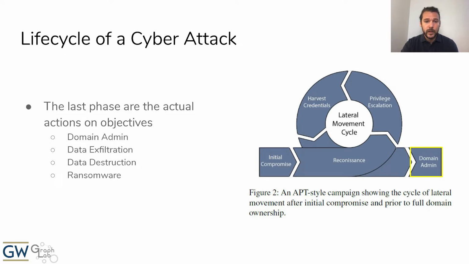In the figure, we show domain admin compromise as the end of the campaign, which is synonymous with total network ownership, as the domain admin will have the privileges to perform basically any action on computers in the domain. However, actions on objectives could be many other things, such as data exfiltration, data destruction, installing ransomware, or others.